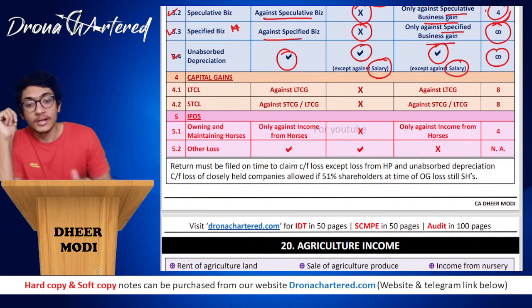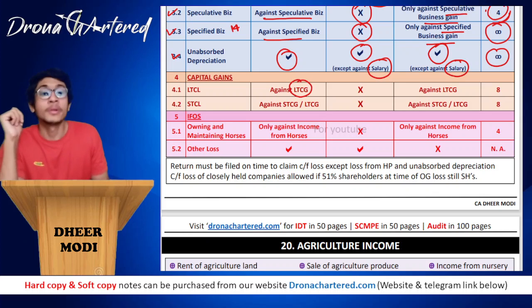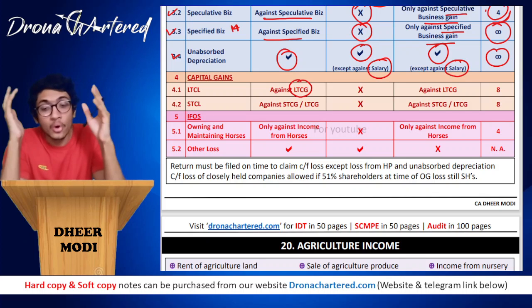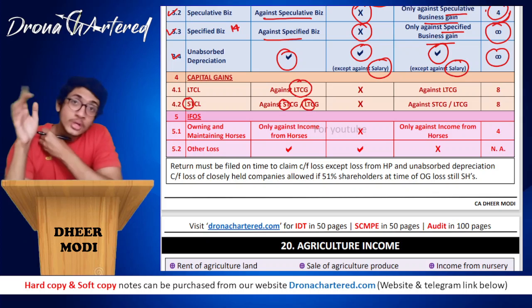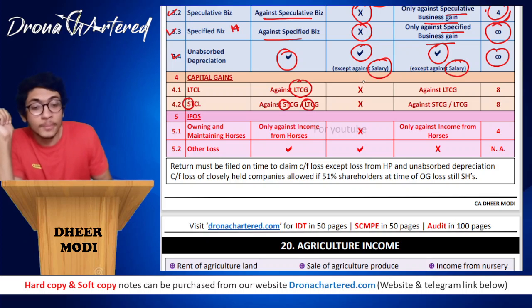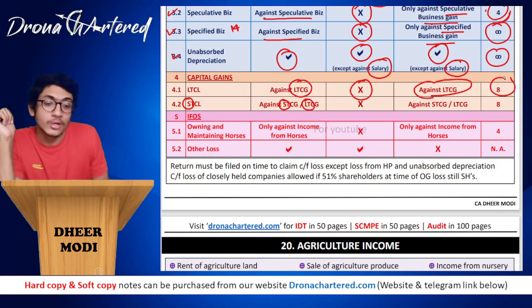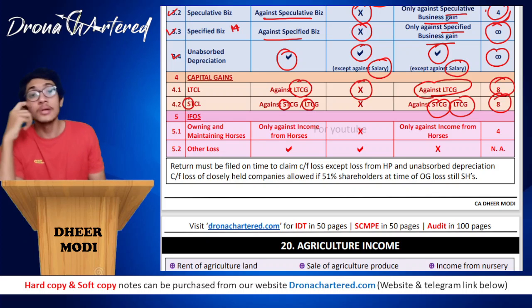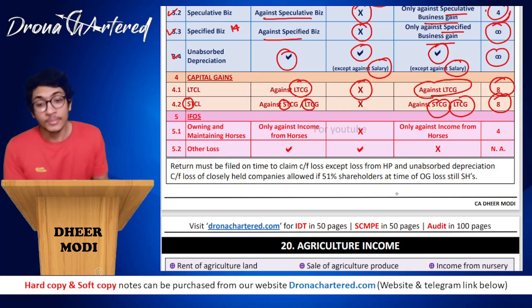Now coming to your capital gains, that is your long-term capital loss. Long-term capital loss can be set off against long-term capital gain only. Because short can be set off against both short and long, but long can be set off only against long. So long-term capital loss cannot be set off against any other income, and in the future years also against LTCG only for a period of 8 years. The rest everything is same for both of these. Over here also it is STCG, LTCG, both. So your short-term capital loss can be set off against short-term capital gain and long-term capital gain both.